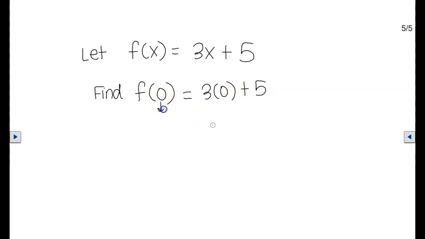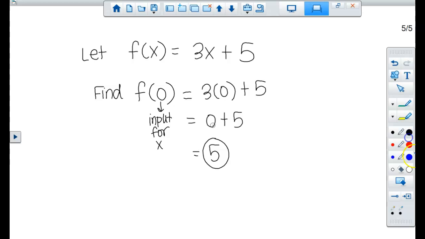They just want me to input 0 for x. And then I'll do what this says. This says to do 3 times 0, which is 0, and then 0 plus 5 is 5. So I want you to notice the math you're being asked to do here is simple. All they want you to do is take the number inside the parentheses and input it for the x.